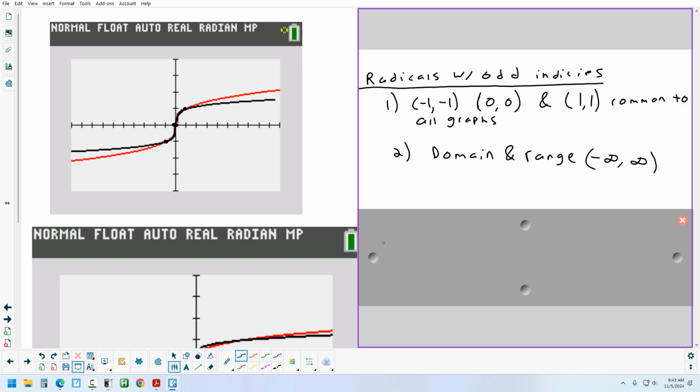Doesn't matter if you shift it up, shift it down, shift it left, stretch it, compress it. It's always going to go left and right forever. It's always going to go up and down forever. You cannot change that with an odd root.